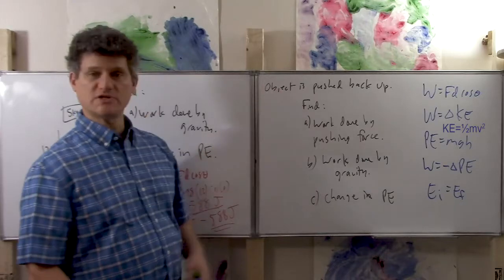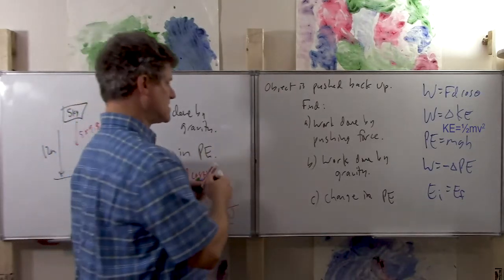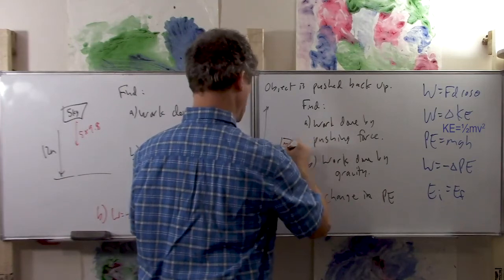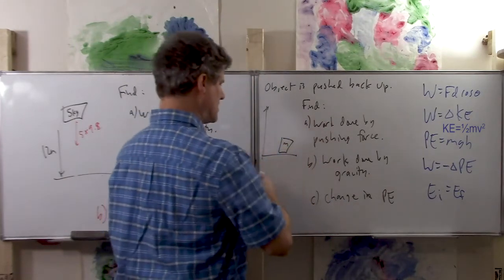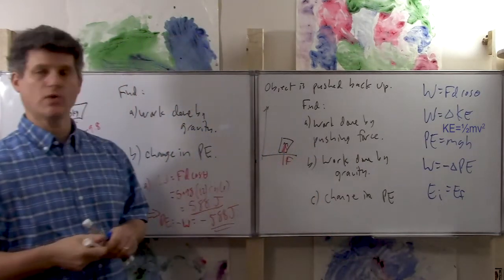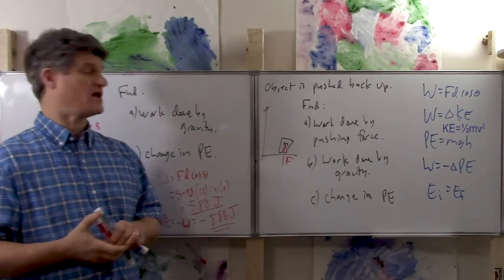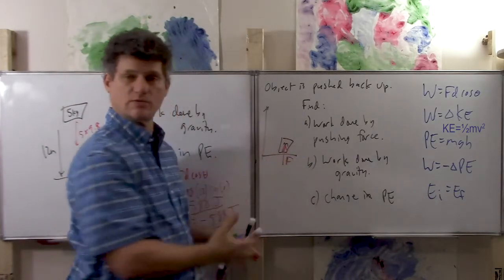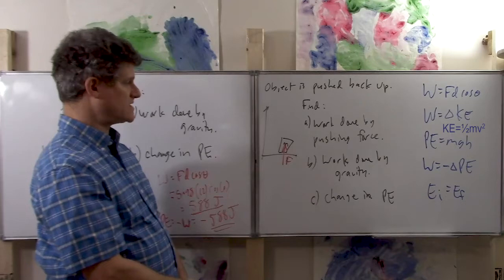All right, now the object is pushed back up. So there's going to be some external force pushing it back up, maybe your hand or some crane, some pushing force. Find the work done by the pushing force. Now we don't know what the pushing force is, whether it's constant, or what its nature is. But let's make one assumption.